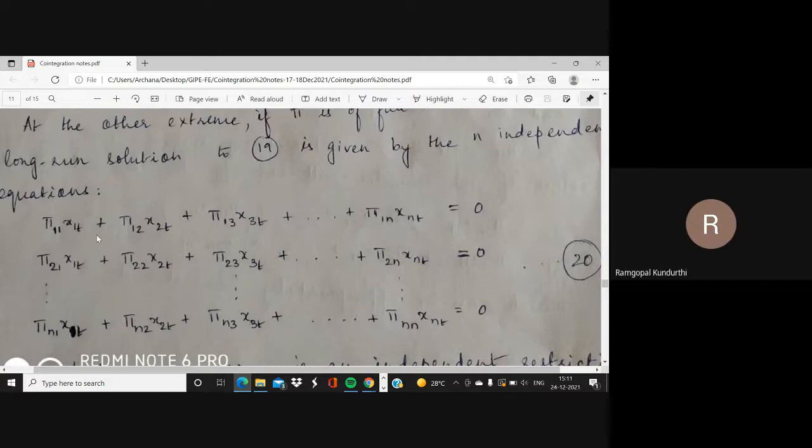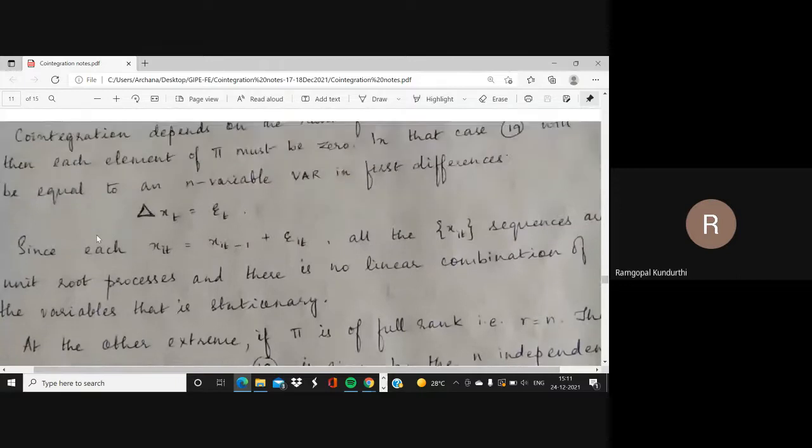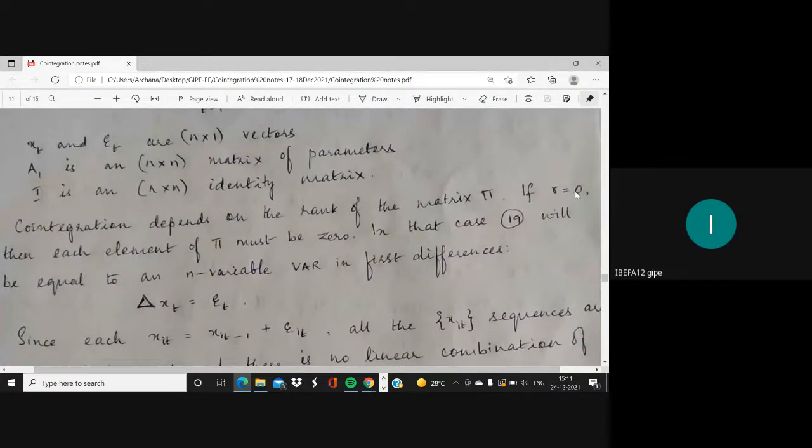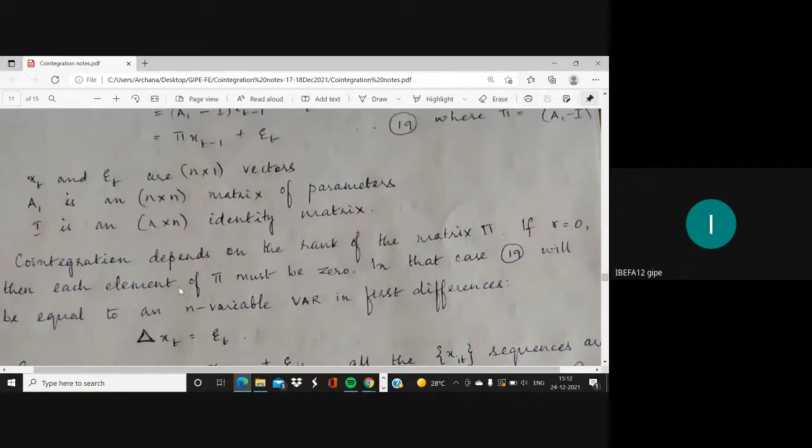Ma'am, could you repeat that where r is 0? Yes, just a minute. Here, if the rank of the pi matrix is equal to 0, then each element of the pi matrix has to be 0. That's what we've learned earlier also in the case of the square matrix A: the rank of the matrix will be equal to 0 only if each element of A is equal to 0. So in that case, 19 will be equal to an n variable VAR in first differences.